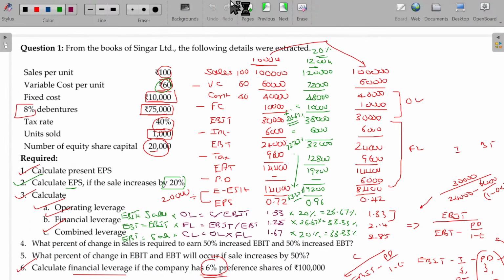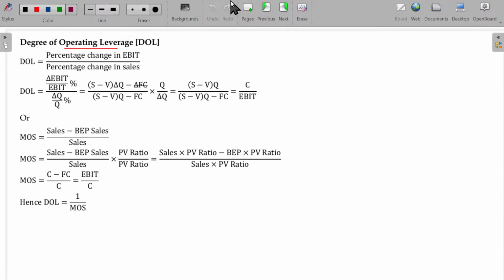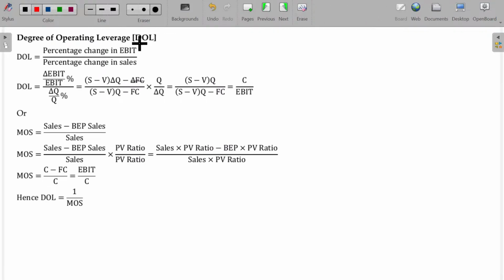Now let's see the derivation part here. In case of degree of operating leverage, the formula being percentage change in EBIT divided by percentage change in sales. How will you calculate the percentage change in EBIT? Change in EBIT divided by the base EBIT.